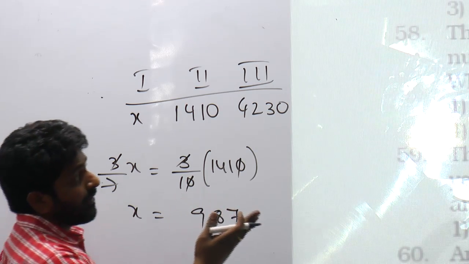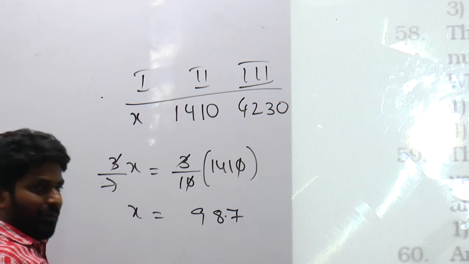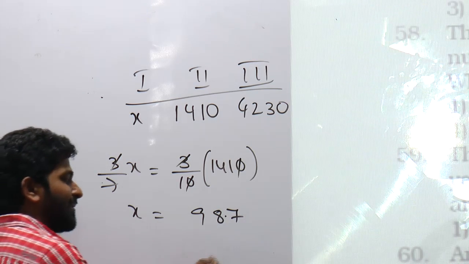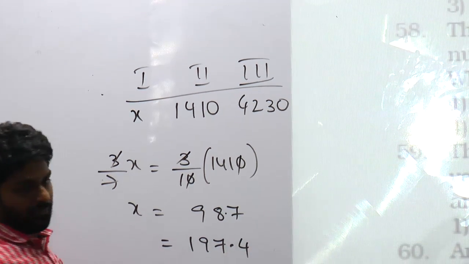It asks about 20%. 10% is 98.7. 20% is double, in the sense, 197.4.